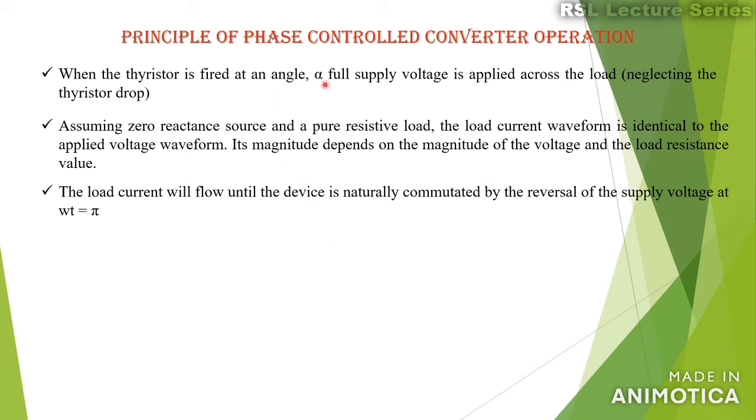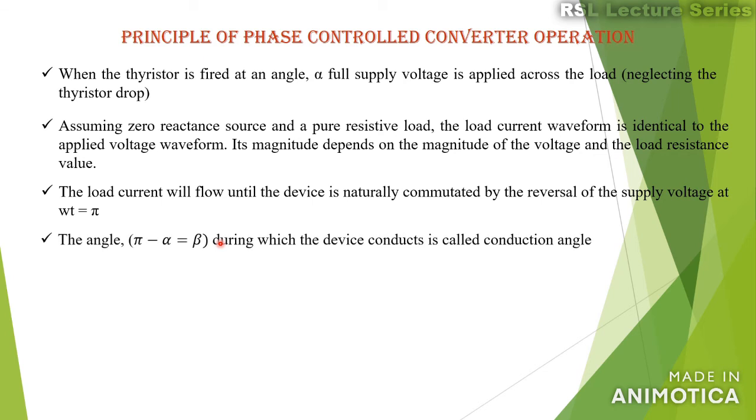So from alpha, where we are triggering the device, to omega t is equal to pi, the thyristor will conduct, and during this interval, the supply voltage will appear across the load. Okay. Now this angle, that is pi minus alpha, is equal to beta, and is defined as the conduction angle. So by varying this conduction angle, by varying this firing angle alpha, the output voltage can be controlled.